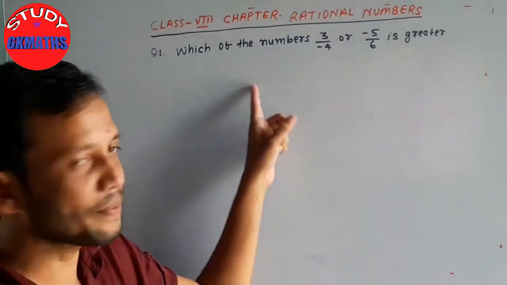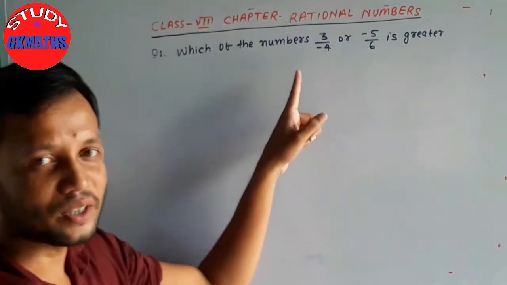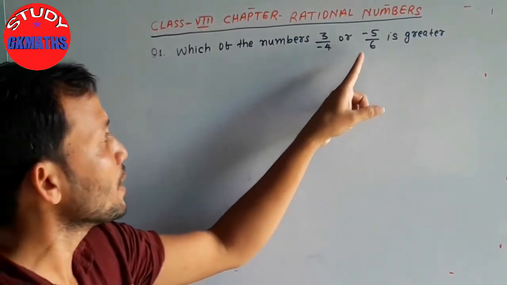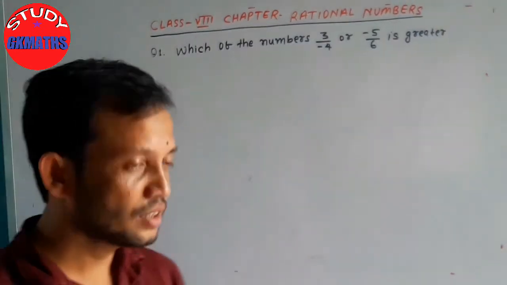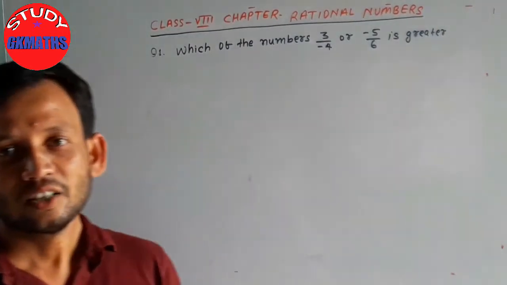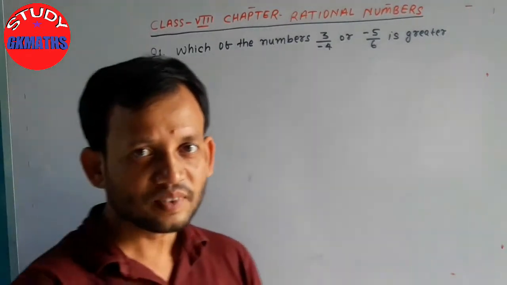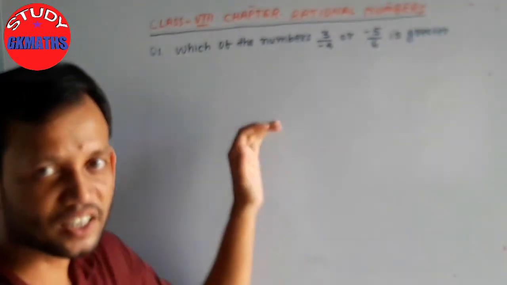Here is one example. Example: which of the numbers 3 by minus 4 or minus 5 by 6 is greater? You have two rational numbers. You will find which rational number is greater. So, how can you find? So then we solve these rational numbers to see which will be the greater.